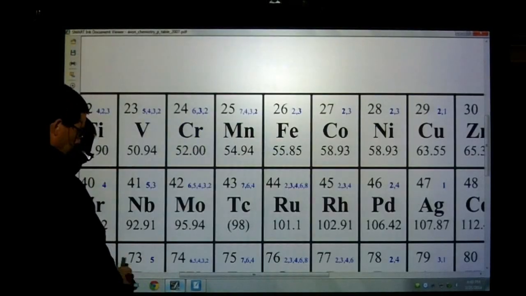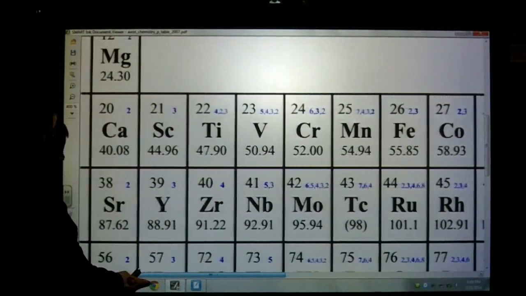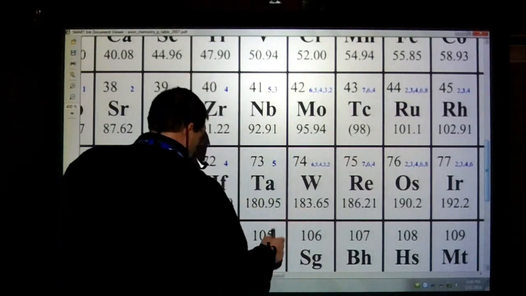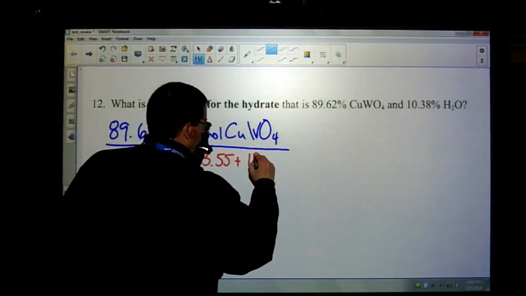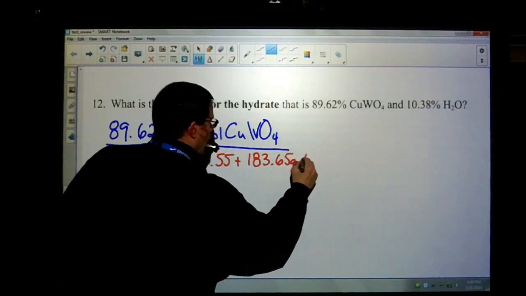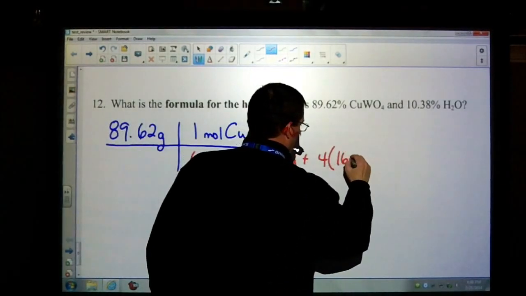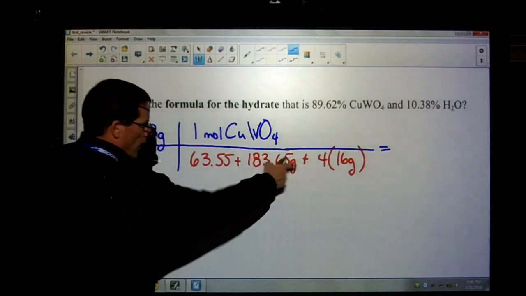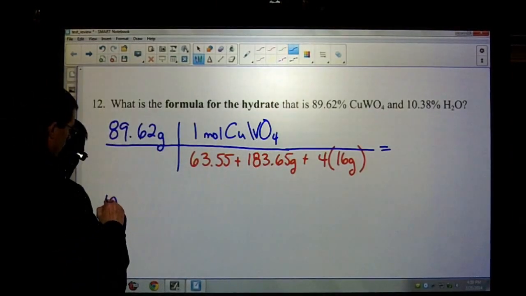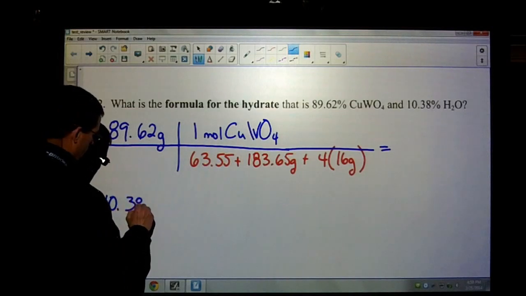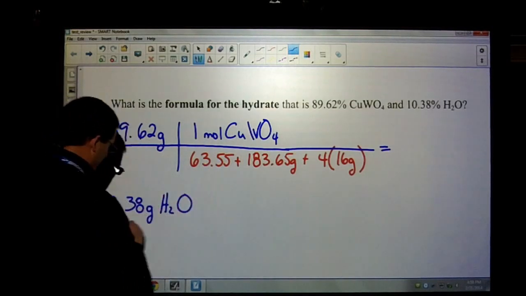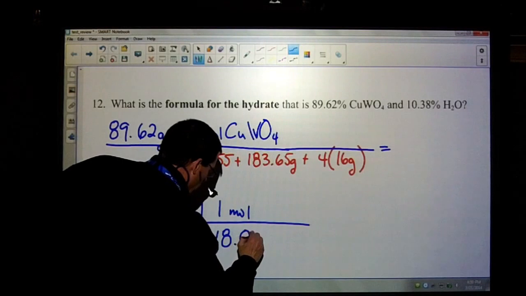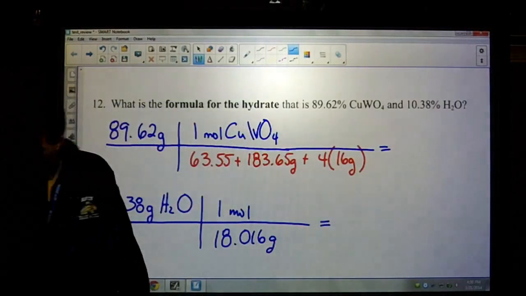Tungsten. Tungsten's over here. I think it's down a little bit. There's tungsten. 183.65. And then four oxygens. So all of that. Find out how many moles that is. And I'll find out what the molar mass of that is as well here in a moment. And 10.38 grams of water. Again, 1 mole of water, 18.016 grams. Okay, so let me get some numbers here.